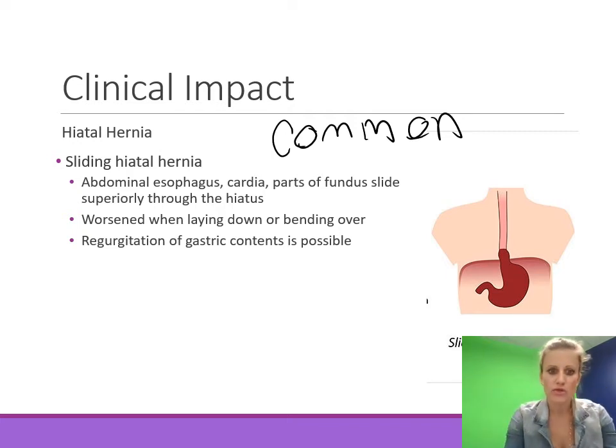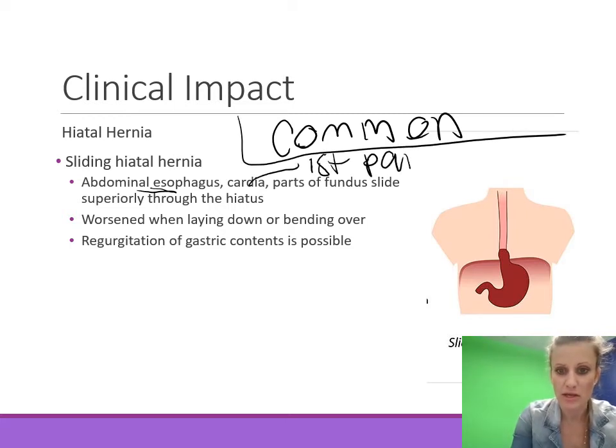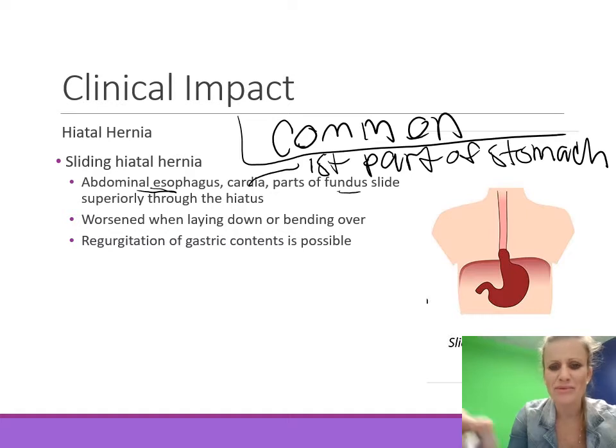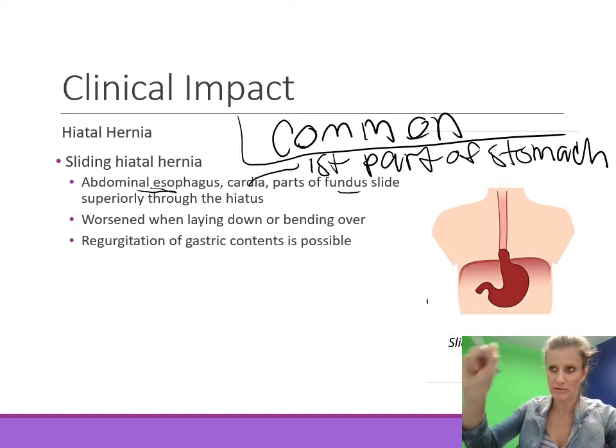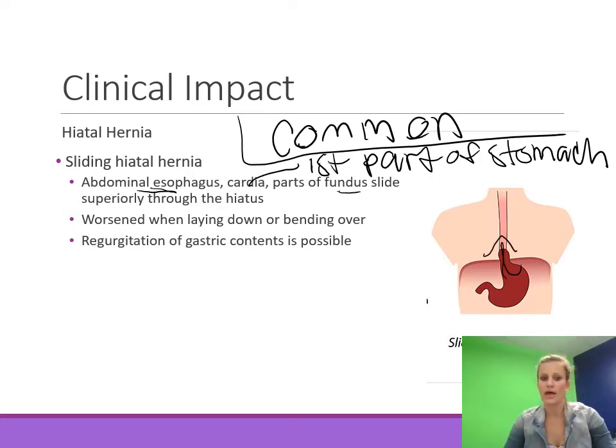In a sliding hiatal hernia, everything just slides up through the hiatus, or the opening in the diaphragm. So the abdominal esophagus, or the part of the esophagus that should be down in the abdomen, the cardia, which is just the first part of the stomach, and then sometimes parts of the fundus, the little bulb of the stomach that's up top, all just slide up through the hiatus. This is worsened when laying down or bending over.